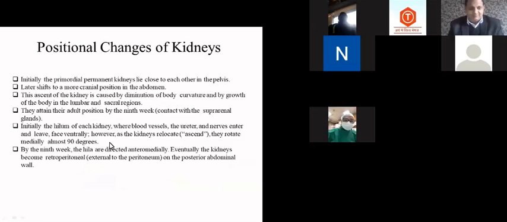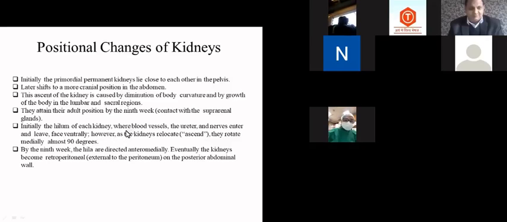The positional changes in the kidney. Initially, the primordial permanent kidneys lie close to each other in the pelvis, later shifting to a more cranial position in the abdomen. This ascent of the kidney is caused by diminution of body curvature and by growth of the body in the lumbar and sacral regions. They attain their adult position by the ninth week, in contact with the suprarenal glands.